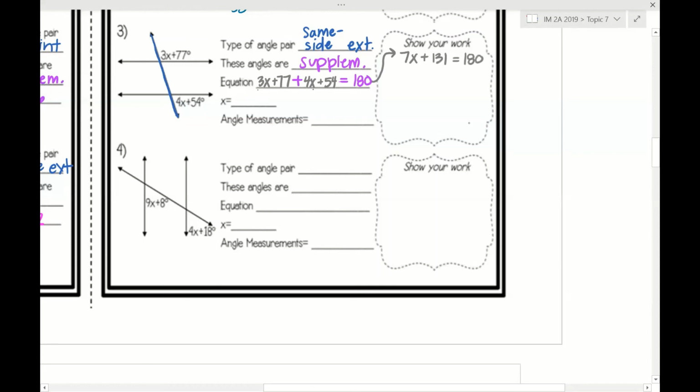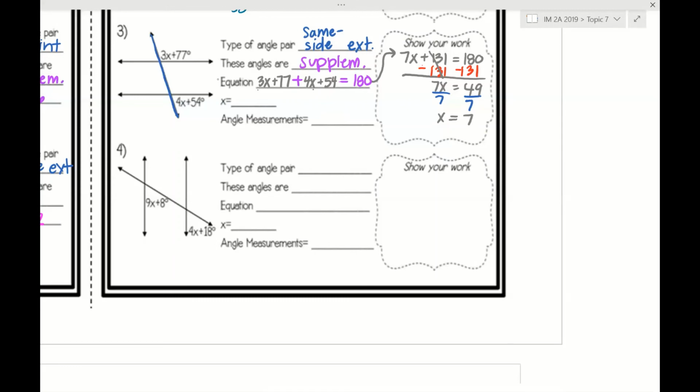So as I solve this, I need to get all of the constants to the right-hand side. So I'm going to subtract 131 from 180, which leaves us with 49. And so that leaves us the equation 7x equals 49. If I divide both sides by 7, we get the value for x of 7. And so what we need to do is plug these in. And again, since they were supplementary, I should get two numbers that add to 180. So a way to check that my answer is correct is if I add those two numbers together.